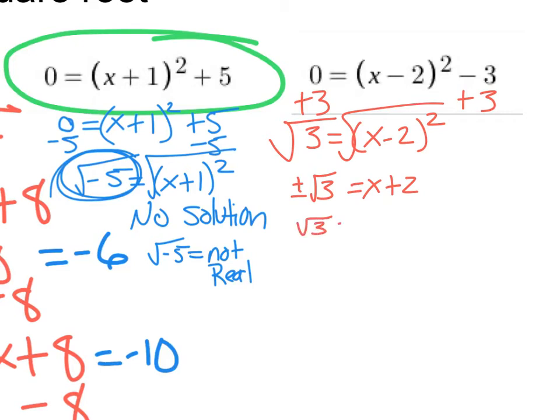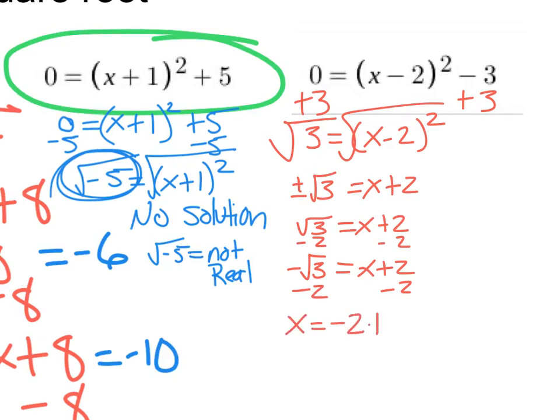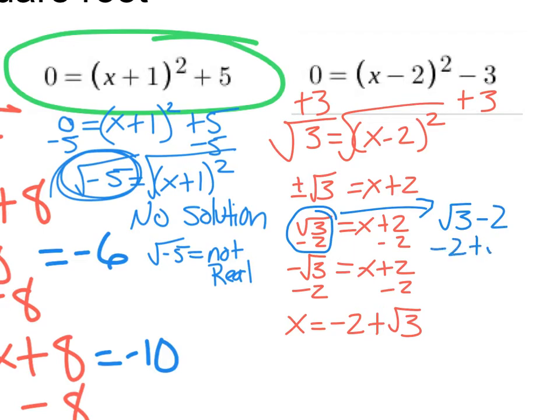So we have the square root of 3 equals x plus 2, and the negative square root of 3 equals x plus 2. For both of those, I'll subtract 2. So I get x equals negative 2 plus the square root of 3. That was from right up here. I just switched the order. Maybe that was confusing, sorry. I could have said square root of 3 minus 2, but it's more conventional to say negative 2 plus the square root of 3. But either way is fine.